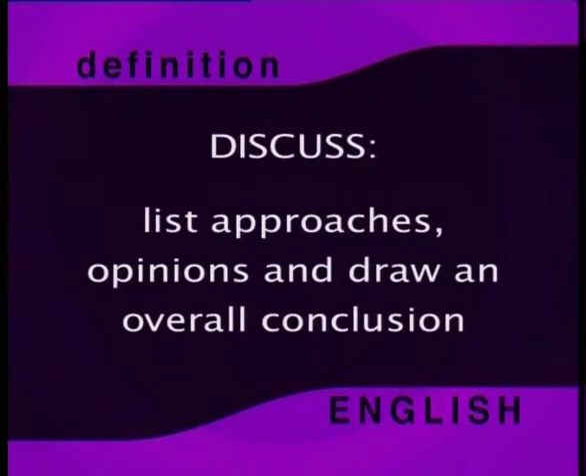To discuss is to list many approaches, opinions, many points of view, and draw an overall conclusion. So really, in simple terms, what you're trying to do when you discuss is to look at many varieties of opinion connected to one subject. What you do is put them all together and then hopefully draw some kind of overall conclusion at the end. Now, this is quite similar to the argument. In fact, to argue means almost the same thing, but there are quite clear differences between discussion and argument. So let's define the argument.